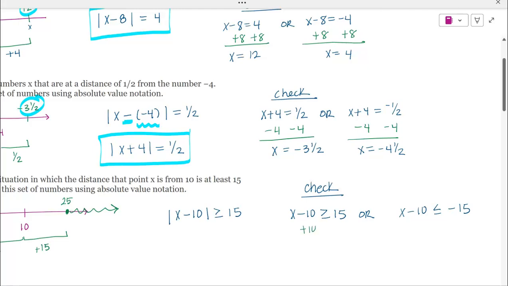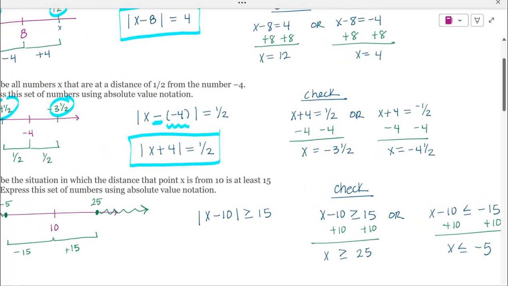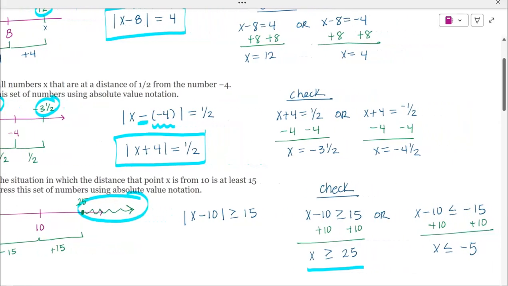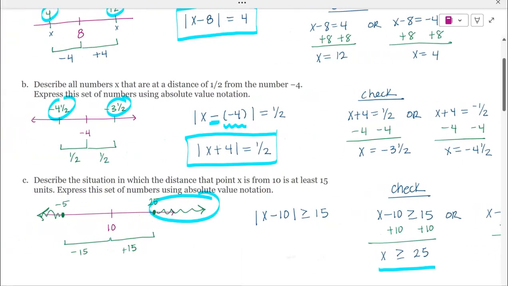We'll add 10 on both sides of the inequality. And we get that x is greater than or equal to 25, or x is less than or equal to -5. This first part matches up with this part of the graph. And this second part matches up with this part of the graph. So this is our correct answer.